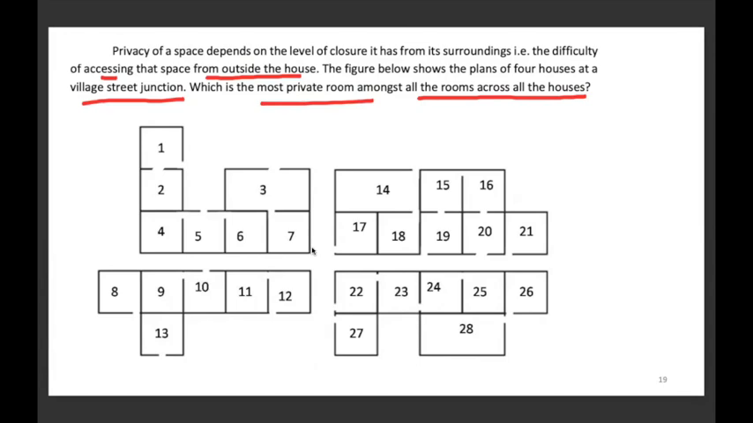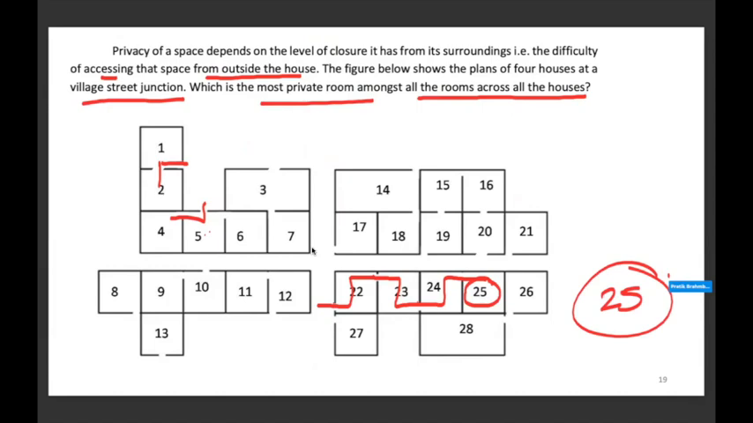So in this case, if you look at all the junctions, the 1st is least private, the 2nd has some privacy, the 4th has some privacy, but the 5th is least private. So that's what we have to identify, which of these rooms is the most private. The most private room is number 25 because to access it you have to follow this path. You have to pass through 4 door frames, 1, 2, 3, and the 4th door frame leads to number 25, which is the most private room. Okay, we'll move to the next one.